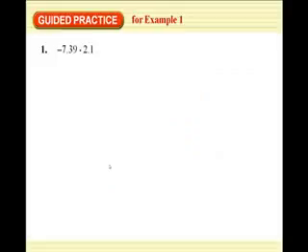Alright, so this one we're multiplying, and a negative and a positive makes a negative. We just multiply 7.39 times 2.1.